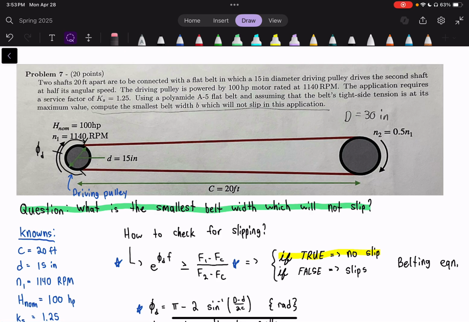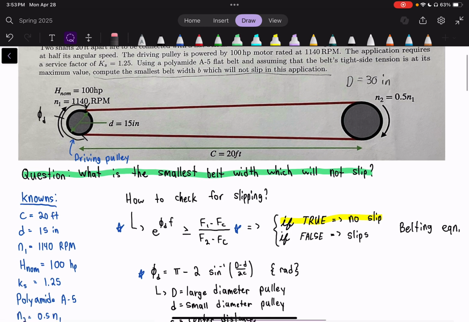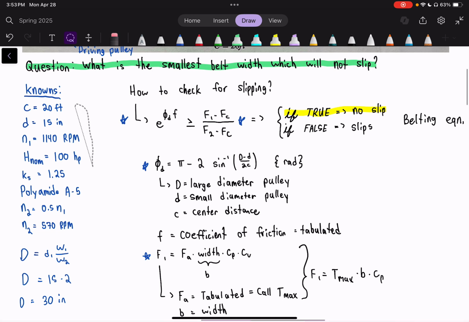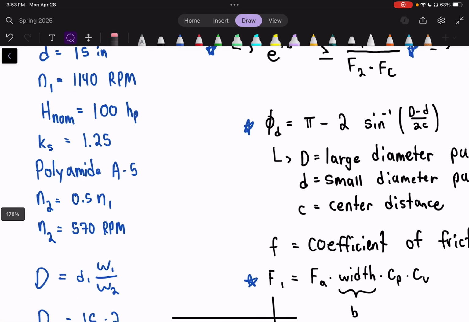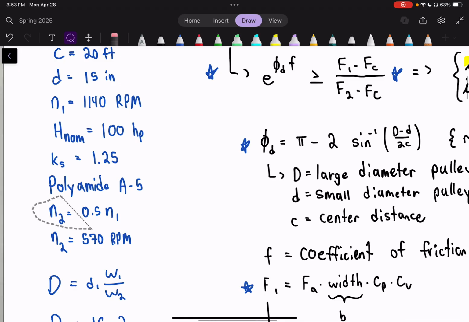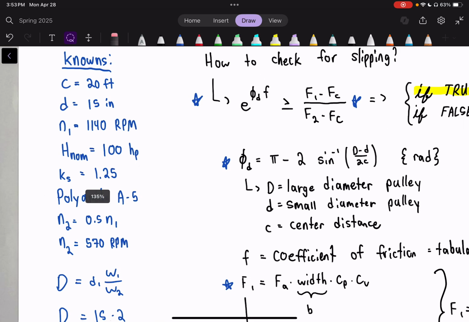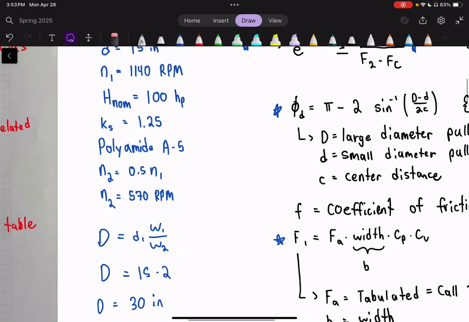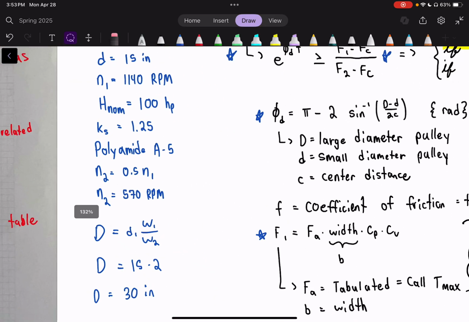So how to check for slipping? Of course, using that belting equation is a good start. However, I think writing down every single thing that is known is the approach. So I wrote down the center distance, the diameter, the nominal power, everything said in the problem statement, and then we were given that the rotational speed of the second pulley is half of the first. So given that, we just halve the rotational speed and we get 570 for the second pulley.